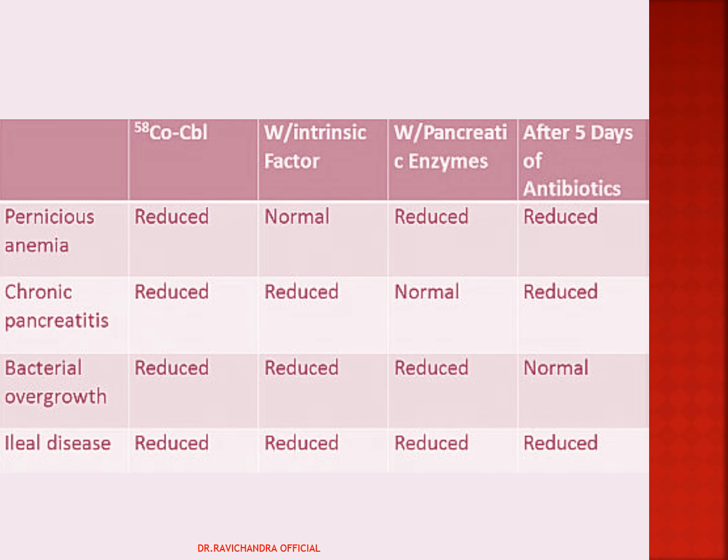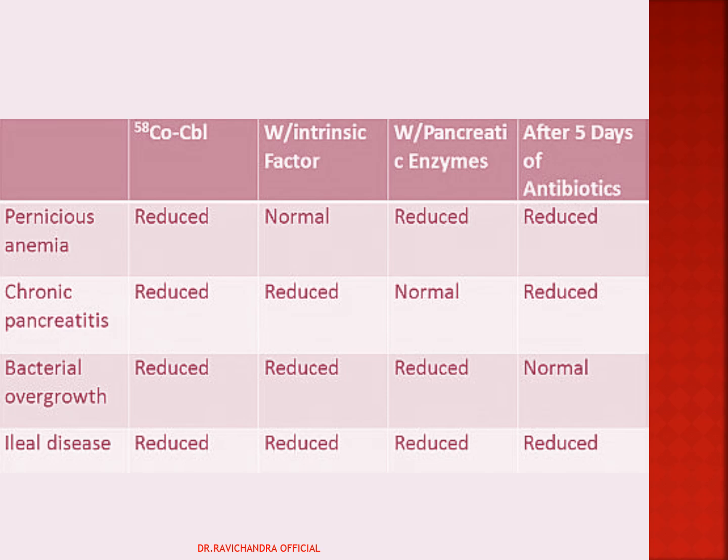When we have given pancreatic enzymes and if the B12 excretion is normal, then it is chronic pancreatitis. After giving antibiotics for 5 days and checking again, if the excretion becomes normal, then it is because of bacterial overgrowth. If at all the urine excretion is still low, then it is ileal disease, a problem in the ileum.